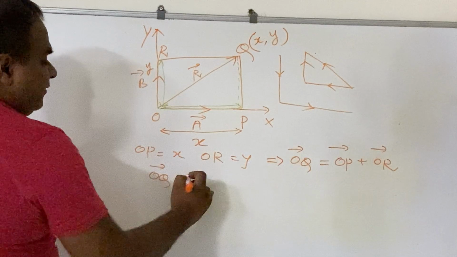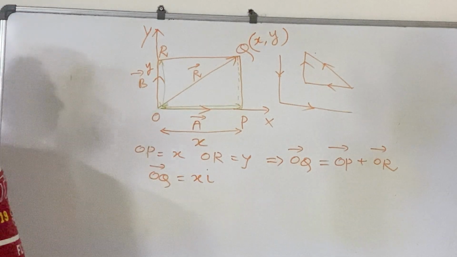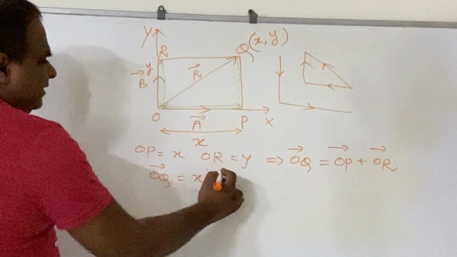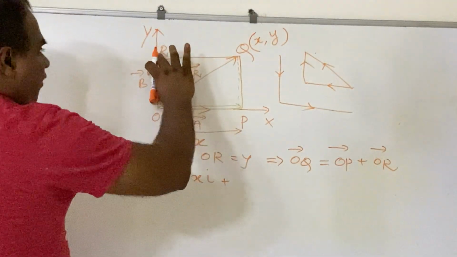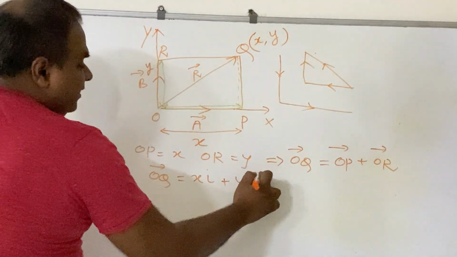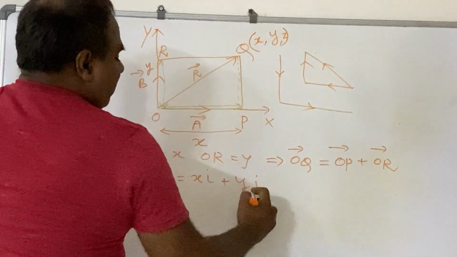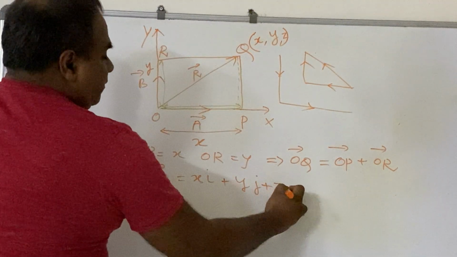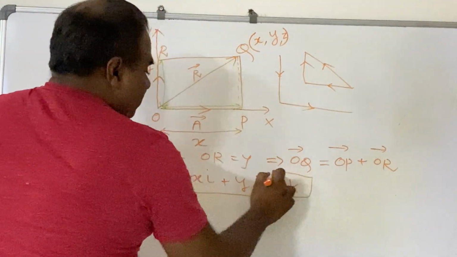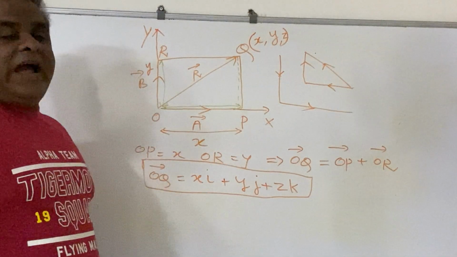Vector OP has magnitude x. To convert it into a vector along the x-axis, we multiply with i, so xi. Is it right? To convert OR along the y-axis, we need the direction of the y-axis, so we get j. If this coordinate is xyz, we can write it as xi plus yj plus zk. This is the representation of any vector in terms of i, j, k.